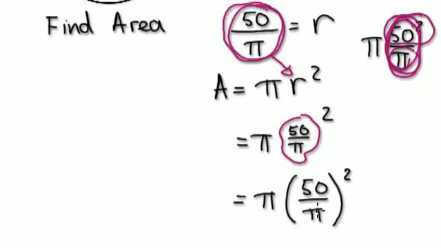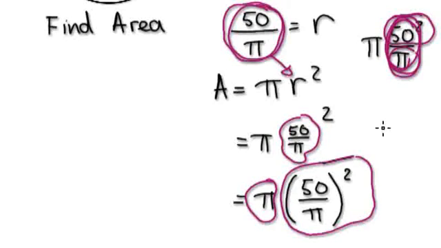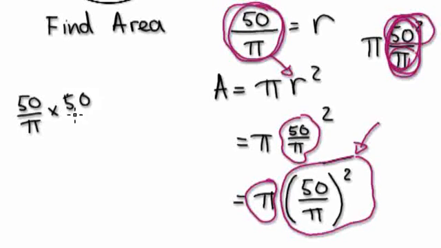So here it would be 50 over pi, squared. Now in effect you've got this bubble timesing this bubble. Let's just concentrate on this bubble here: 50 over pi times 50 over pi. What is that? 50 over pi times 50 over pi.